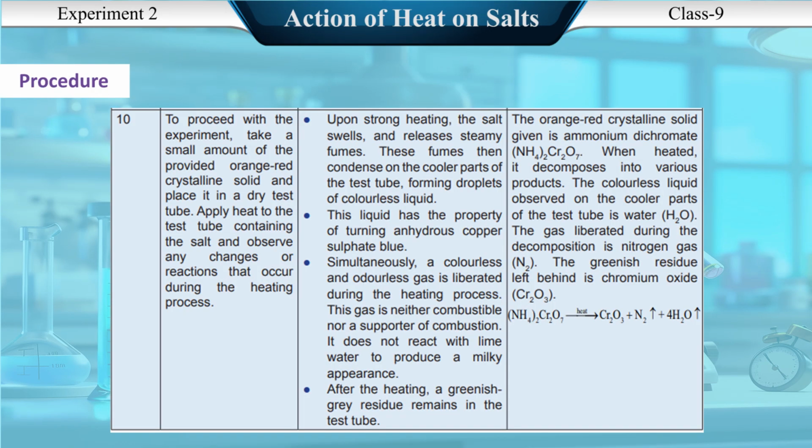The orange-red crystalline solid given is ammonium dichromate. When heated, it decomposes into various products. The colorless liquid observed on the cooler parts of the test tube is water. The gas liberated during the decomposition is nitrogen gas. The greenish residue left behind is chromium oxide.